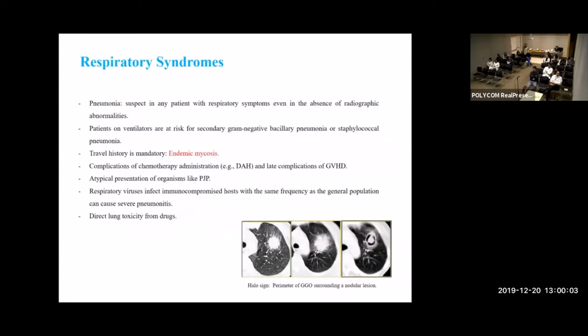We can also have atypical presentations of organisms like pneumocystis, and respiratory viruses in these populations can be very severe, and that is why it is so important to have a respiratory PCR panel. We can also have direct lung toxicity from the chemotherapeutic agents that these patients are exposed to. And also here we see an image with the halo sign, and this is typical for aspergillus, one of the most common radiographic pathognomonic signs for invasive pulmonary aspergillosis.